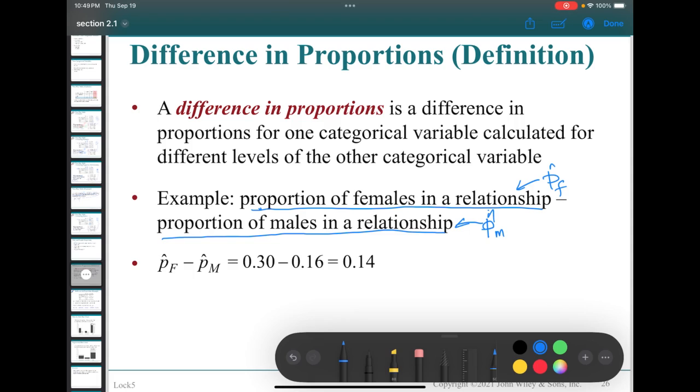Whenever you need to get the difference, you can use either order. Based on this question, we have considered the proportion of females in a relationship relative to the proportion of males in a relationship. So the order is P hat F minus P hat M. This is the answer, and you can see the answer is a positive number. That means the proportion of females in a relationship is greater than the proportion of males in a relationship.